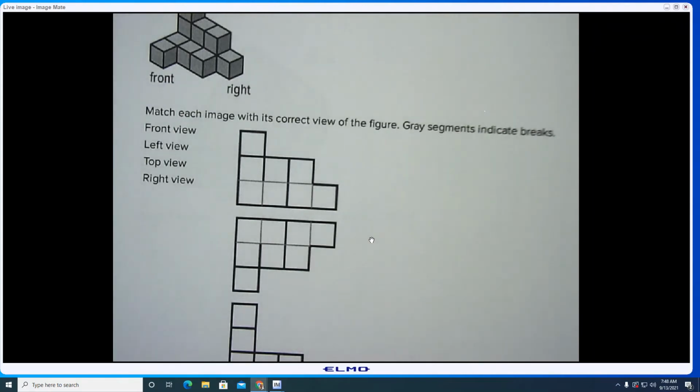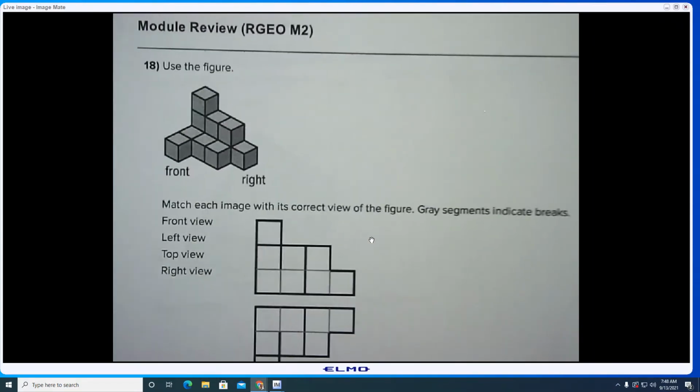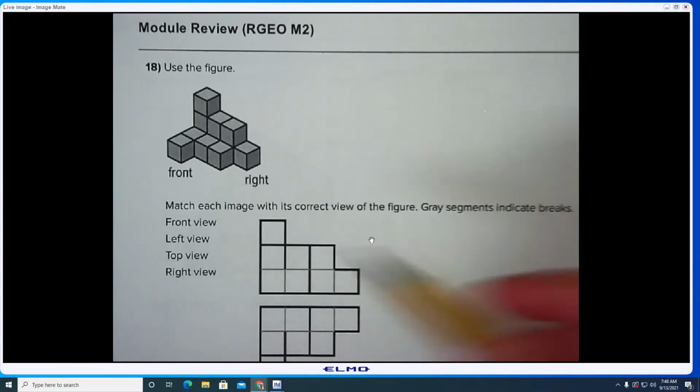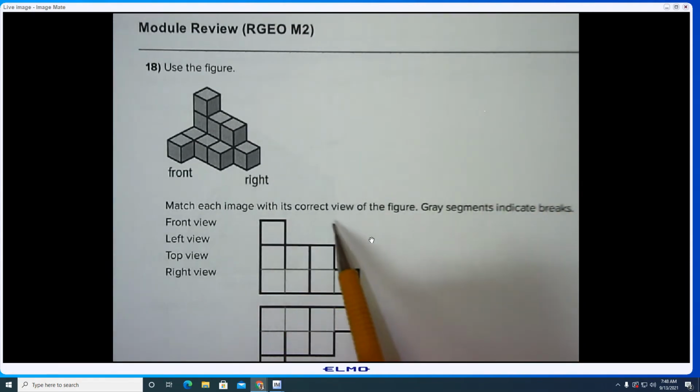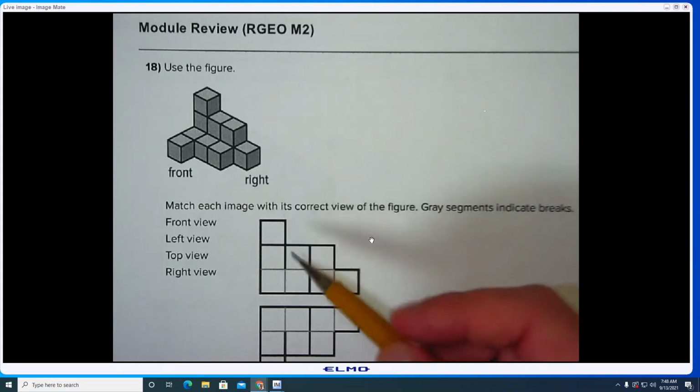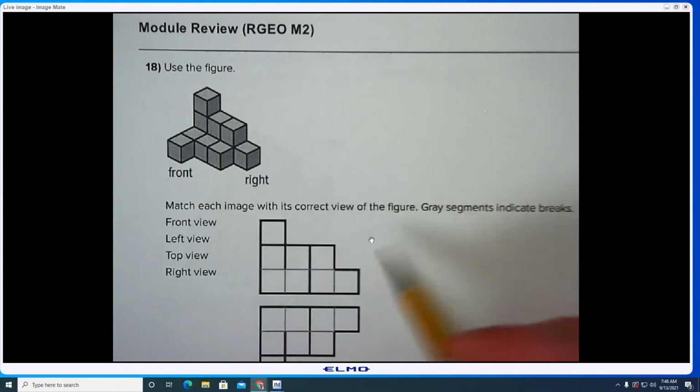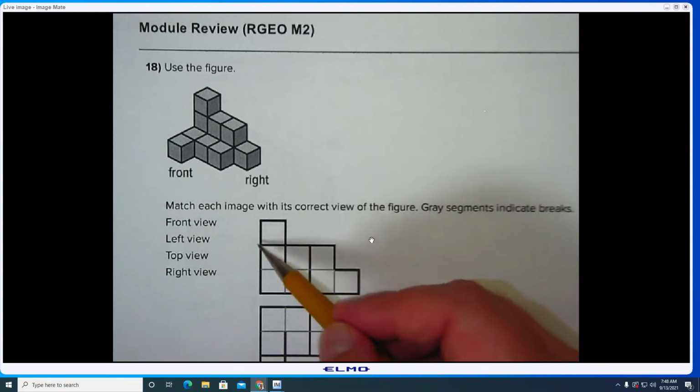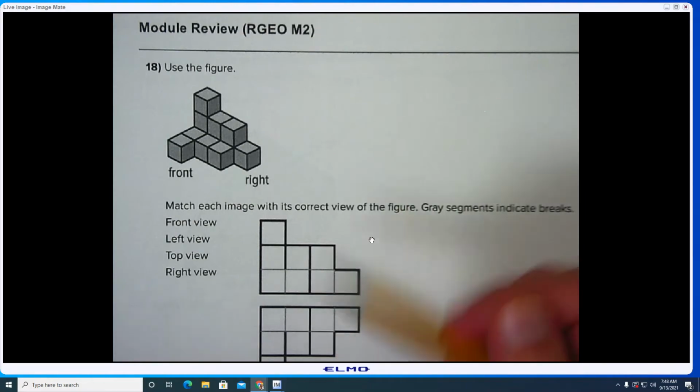Same thing for the next one. It's either you have the ability to see it or you don't, through experience and practice. Match each image with its correct view of the figure. Gray segments indicate breaks. Okay, or like to me, a gray segment would be like a different depth to it. So which one's the front, left, top, or right view?